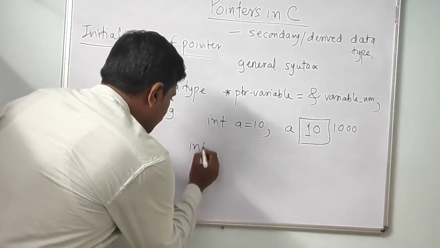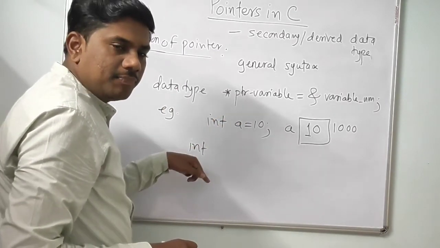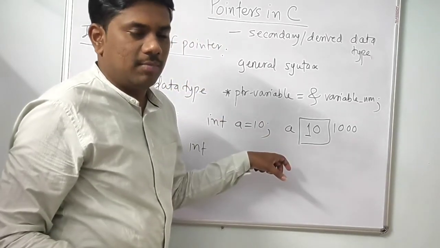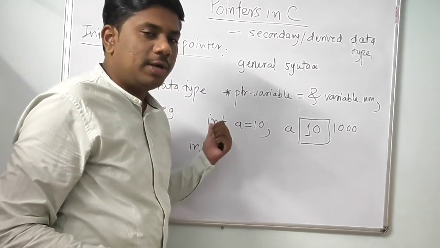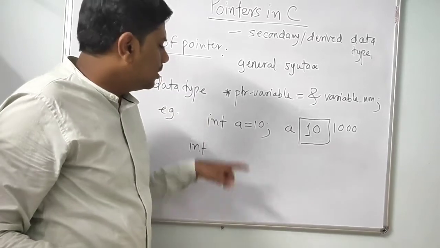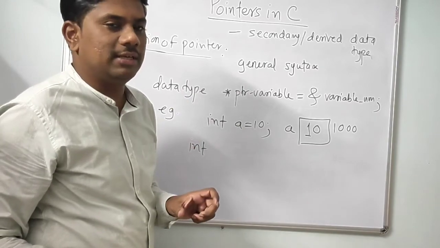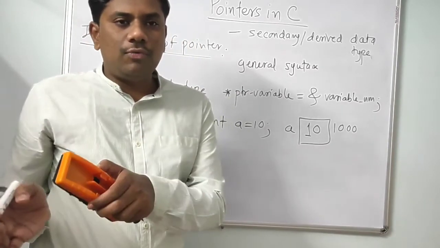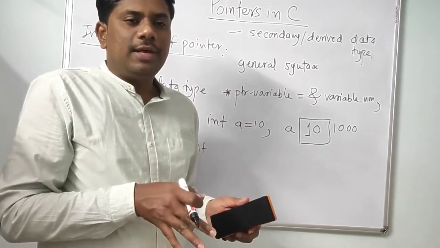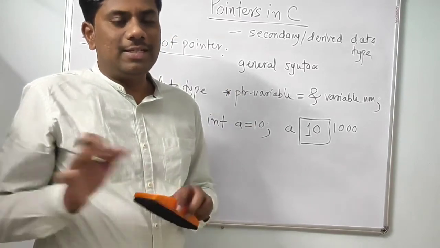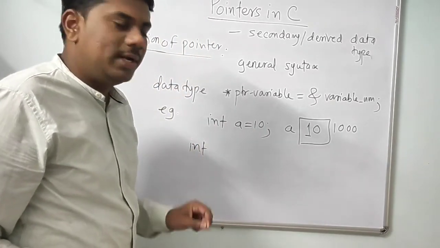So see, data type. This data type may be int, float, char, double. But here I have taken an integer variable, and I am going to store the address of this integer variable in the pointer. So the type of that pointer should also be integer. In the last declaration of pointer, we already discussed that. That is the compulsory thing. You can't store the address of a float variable in an integer pointer, or the address of an int variable in a float pointer. That is not allowed. So here, as I have taken an integer variable, the pointer should also be integer.